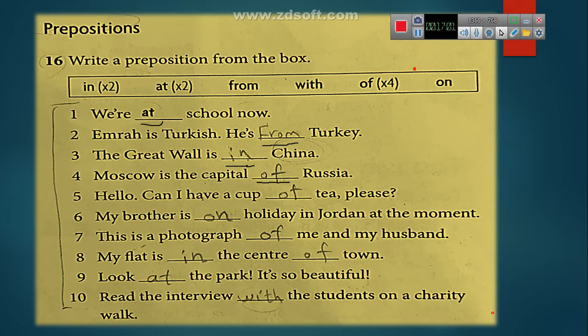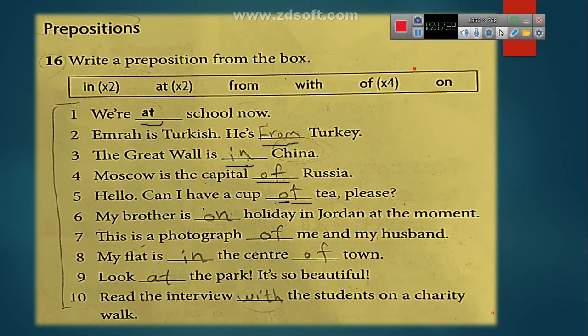Hello, can I have a cup of tea? The same. It refers to a part of a group. So "cup of tea" here refers to a part of a group. For example, when we say a part of a book, or belonging.